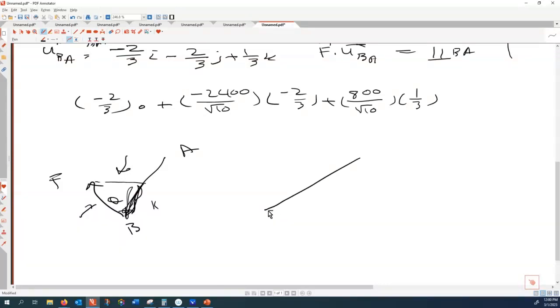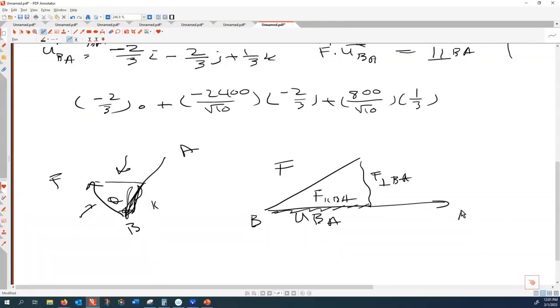So eventually you will have something like this. This is F. This is BA, and this is the unit vector of BA. So you multiply that by the unit vector of BA. That is the one which is parallel to BA, F parallel to BA. And this is F normal to BA.